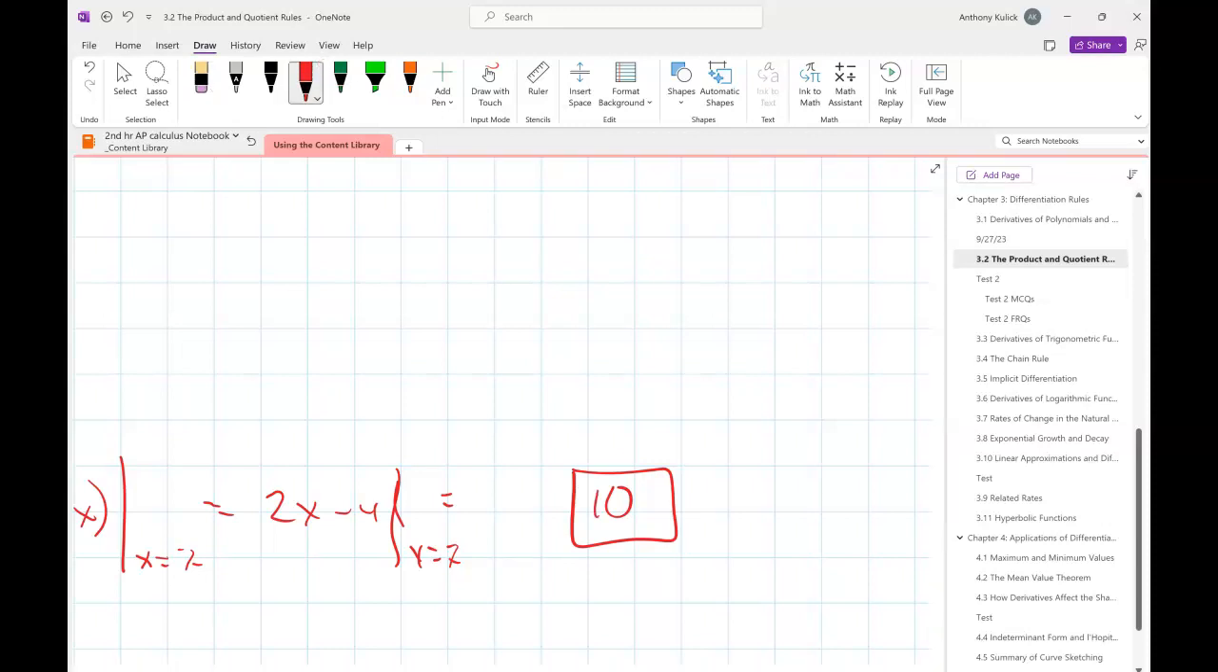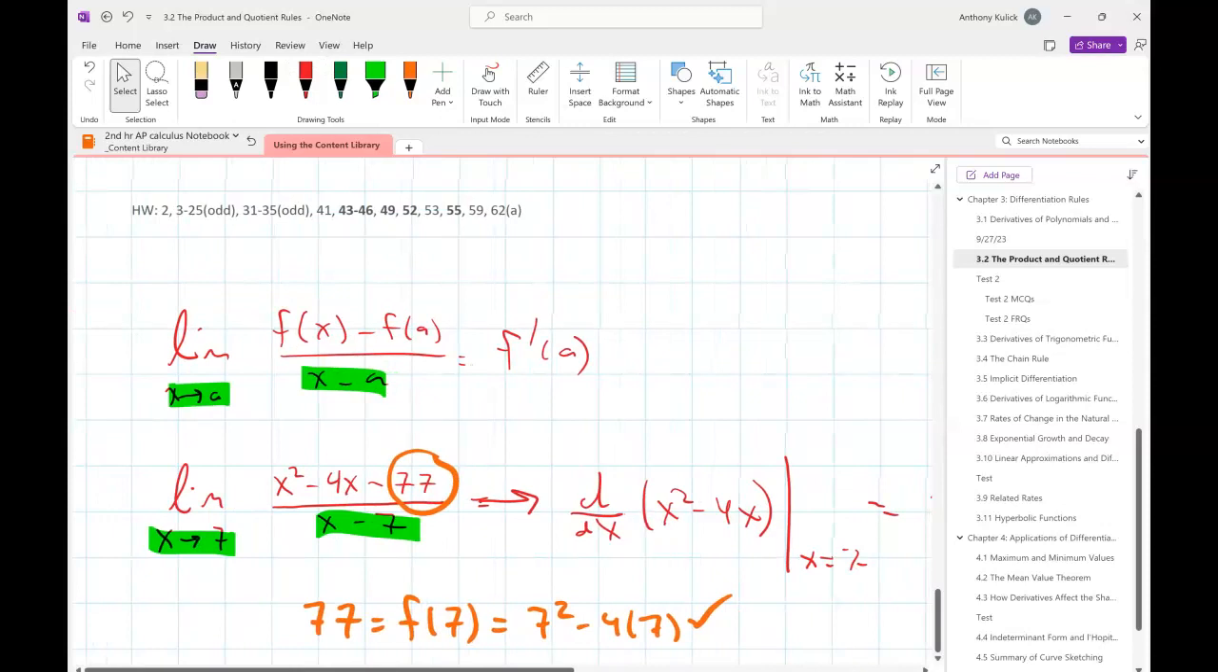Now, could you have done that here? No, because if you plugged in 7, you're going to get 0 over 0. But I could recognize it as a derivative and avoid having to do limits at all. That kind of question would for sure end up on an AP, particularly as a multiple choice question, is what that reeks of to me.